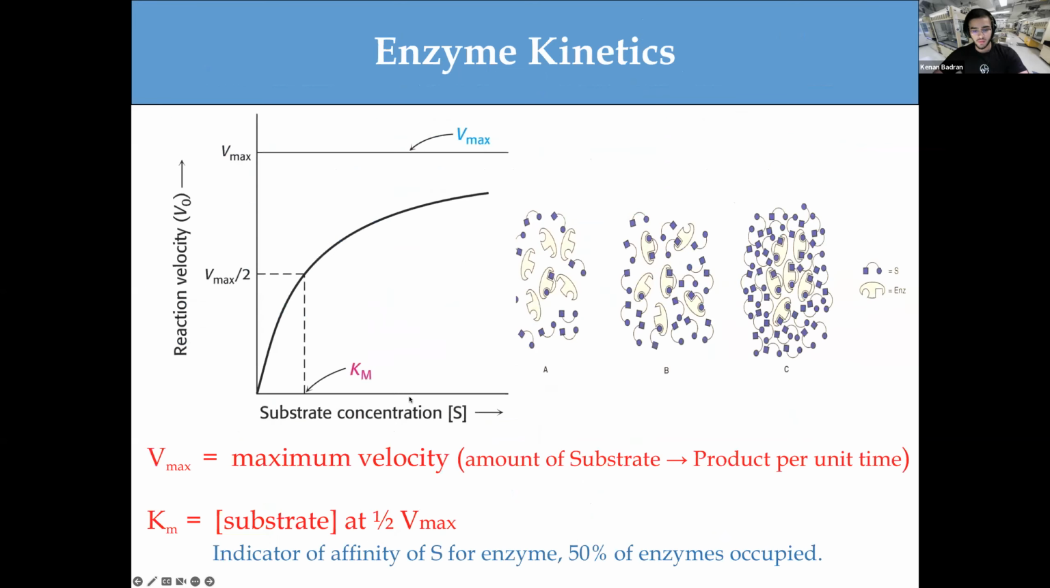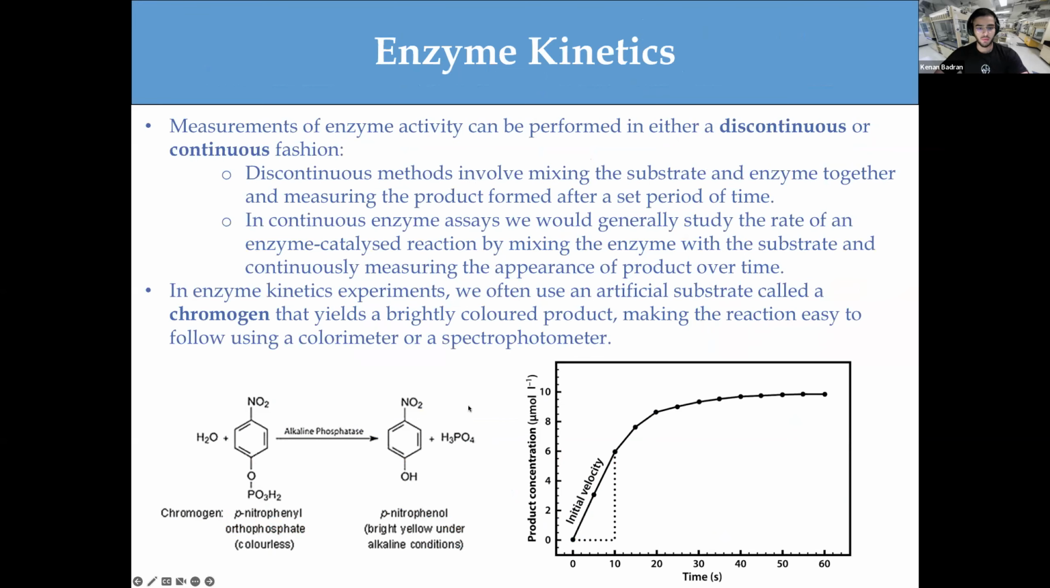But before we see how we calculate that, let's just take a step back. As you know, in enzyme kinetics, you need to measure a product over time. So there are two ways of doing this: in a discontinuous or in a continuous fashion. One discontinuous method involves mixing the substrate and enzyme together and measuring the product after a set period of time. Basically, you put the two together and then leave it entirely, and then you check on it and see how much substrate is left, and then you can calculate accordingly.